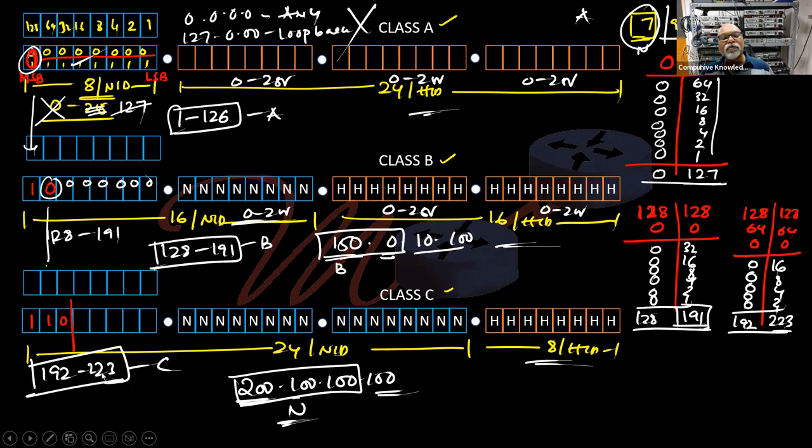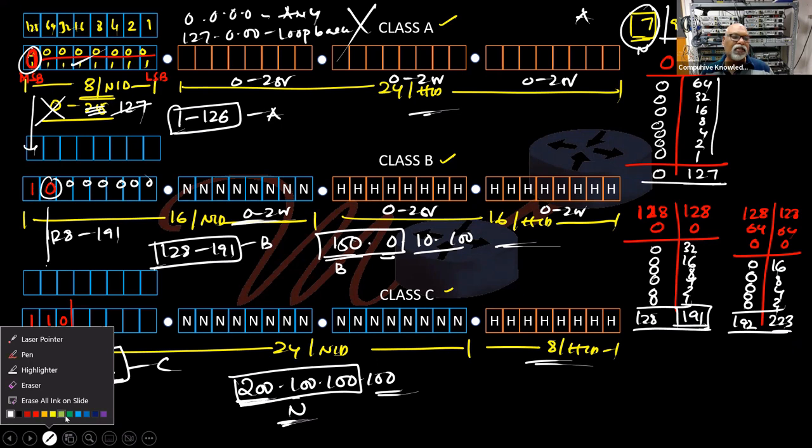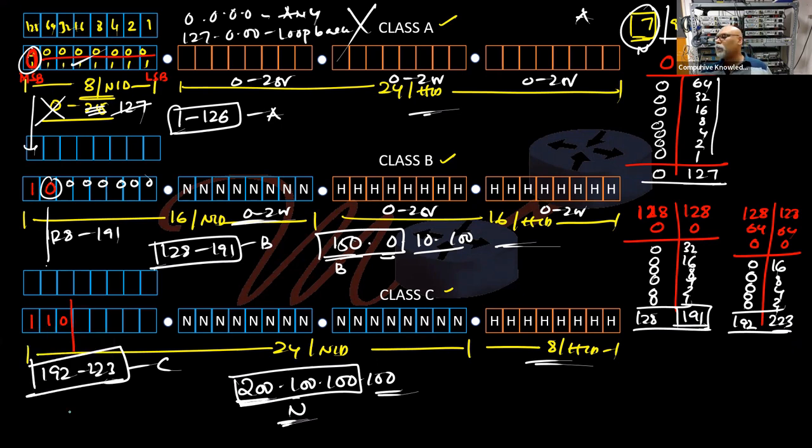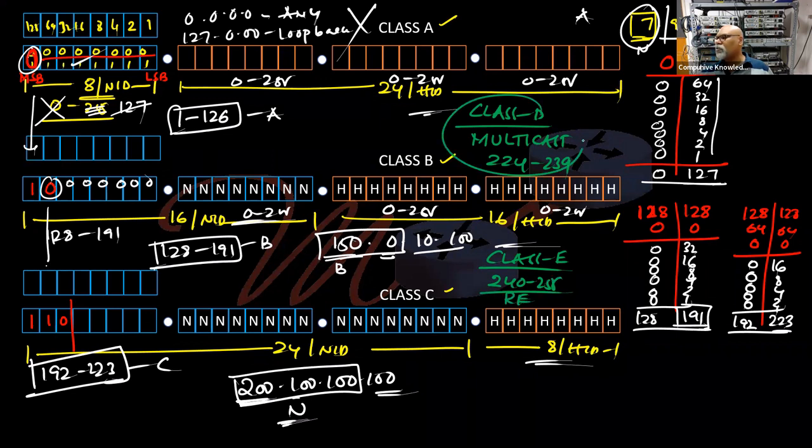So what happened to the rest of the numbers? We stopped at 223. There are two more classes which we don't use here. Later you will understand. There is class D, which is used for a special purpose called multicast, 224 to 239. There is class E, which is 240 to 255. We don't use it at all. We will come across these multicast addresses, but leave it for research purposes.